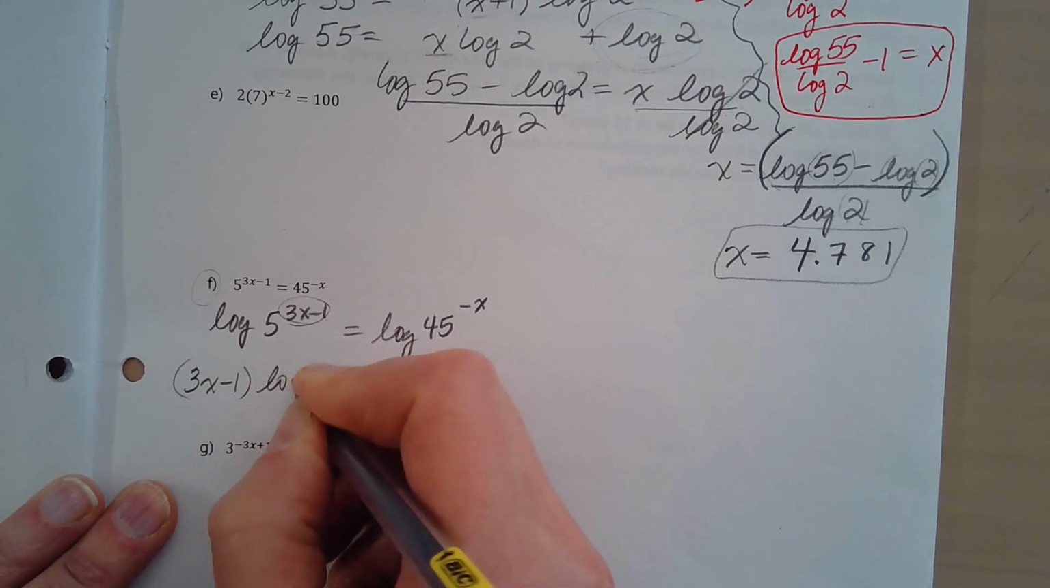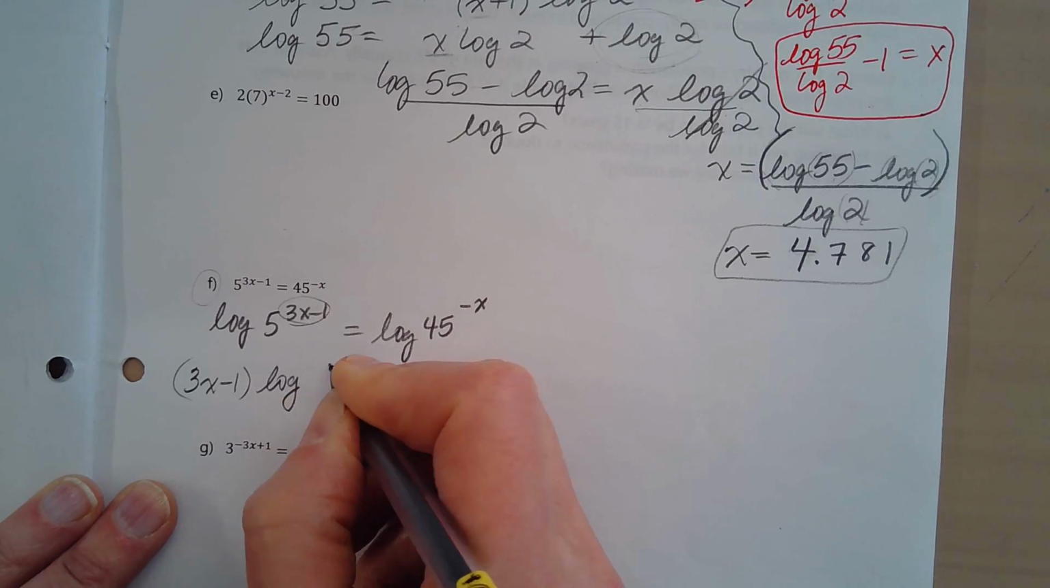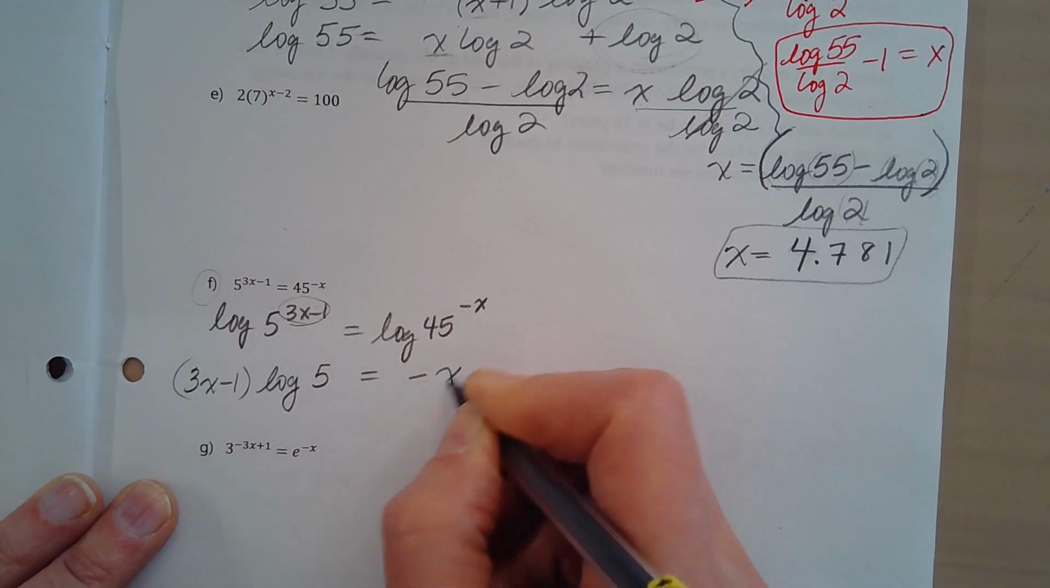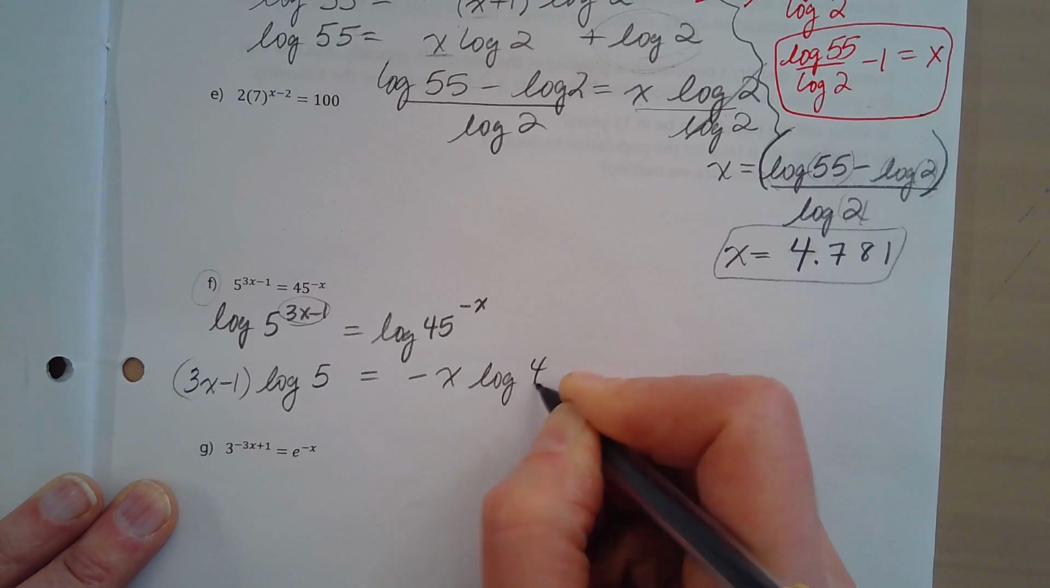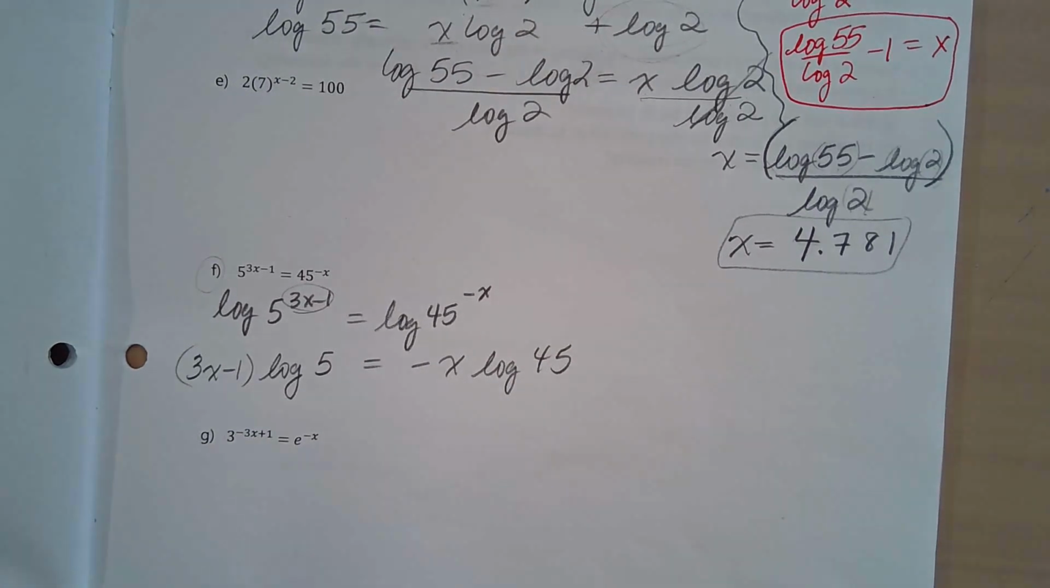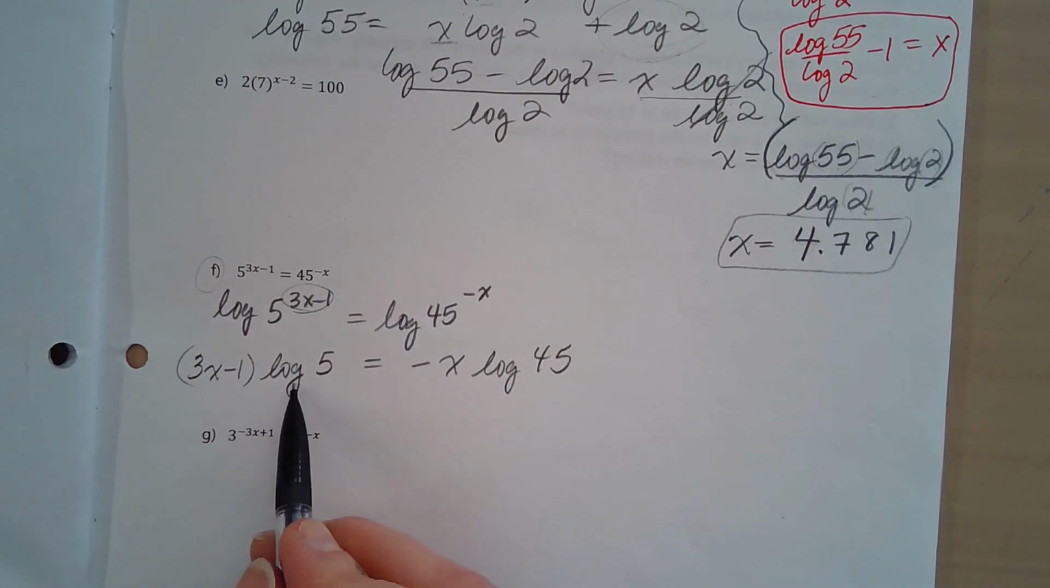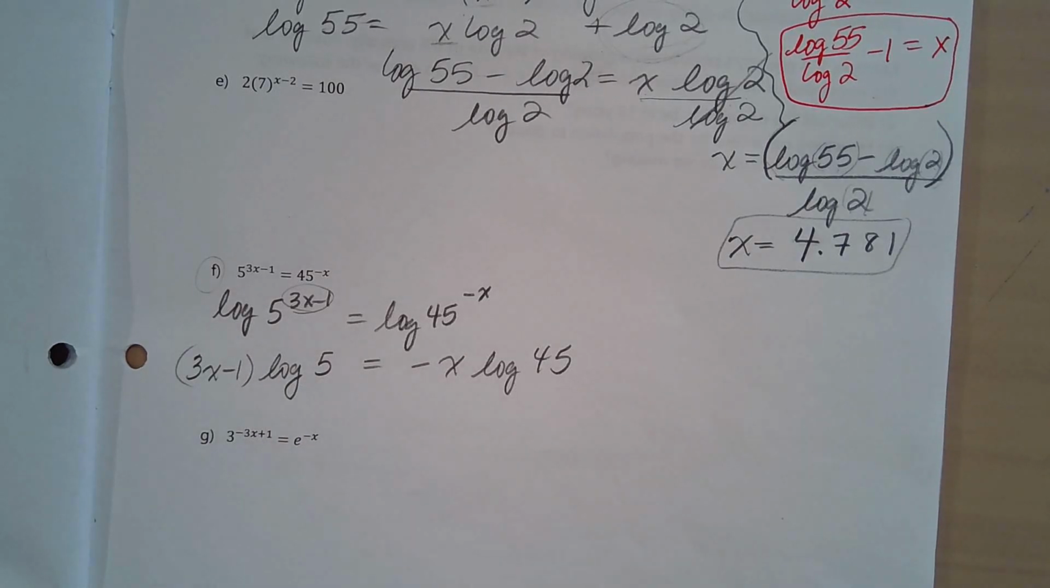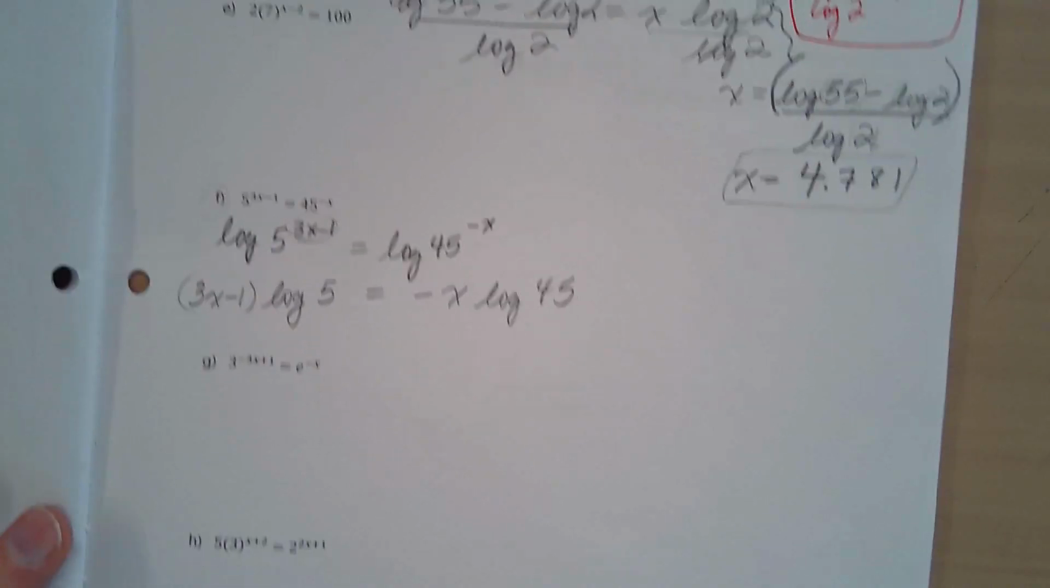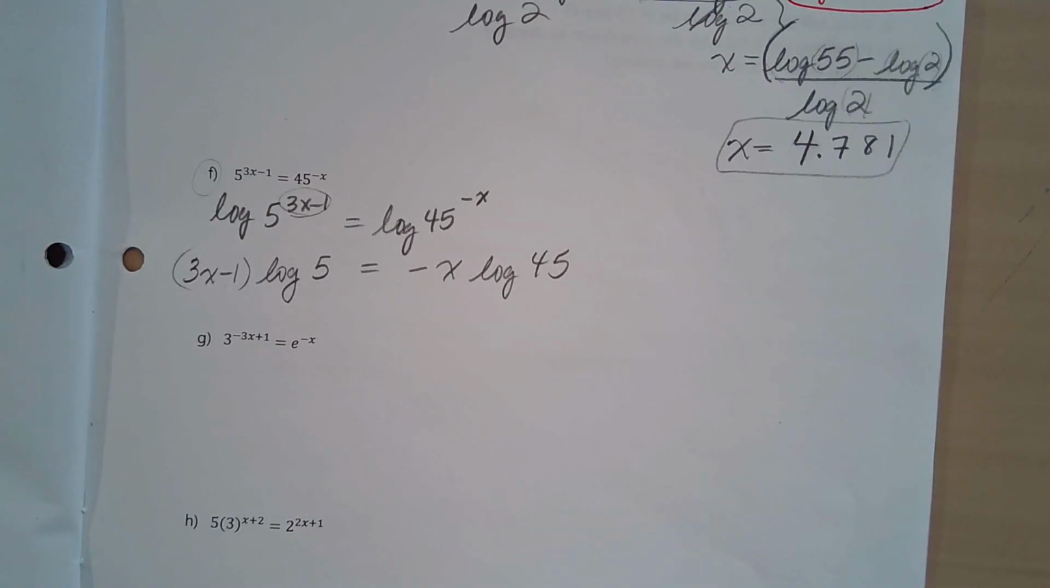So 3x minus 1 times log 5 equals minus x log 45. Again, I'm taking base 10s, so 3x minus 1 times log 5 equals minus x times log 45. Okay, because I have x's on both sides of the equation, sooner or later, I have to get my x's together so I can factor them out, right? So take a moment and I want you to explore what you could do here with this question. See if you can figure out the next step or two.